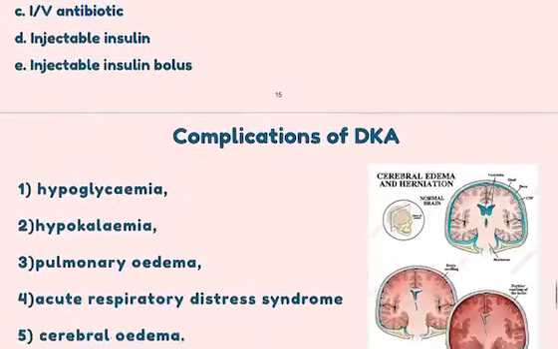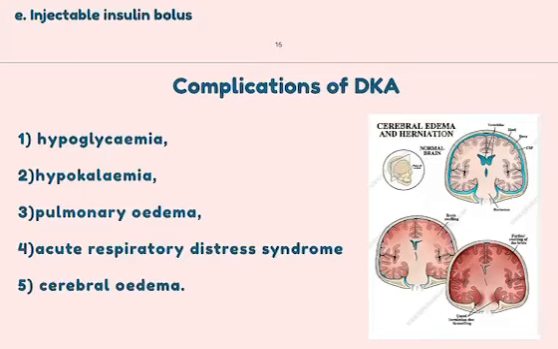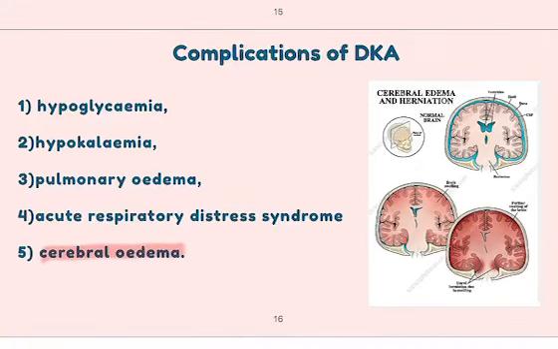Now, lastly, let us learn about the complications of diabetic ketoacidosis. These are hypoglycemia, hypokalemia, pulmonary edema, acute respiratory distress syndrome, and the most devastating complication of diabetic ketoacidosis is cerebral edema. So this is all about our today's module.